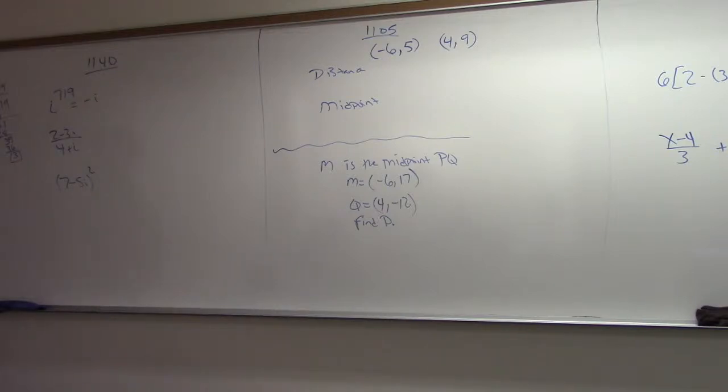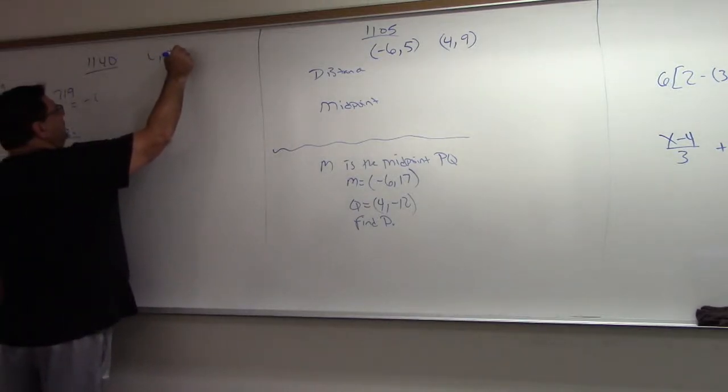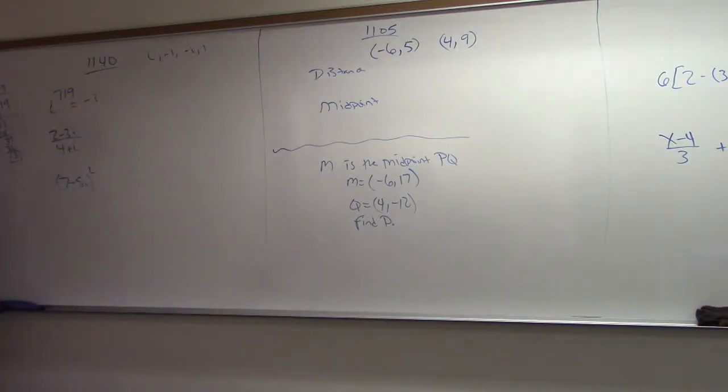Yes. Because your choices are either i, negative 1, negative i, or 1. Those are the only 4 choices you have. So you will always divide by 4.